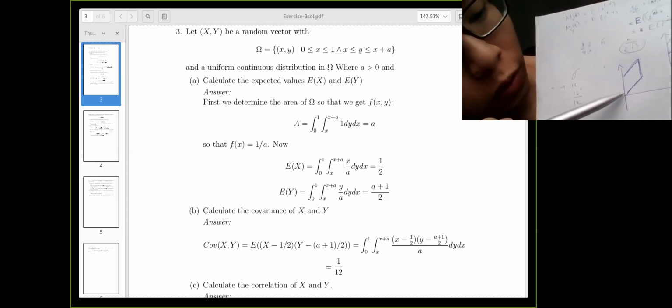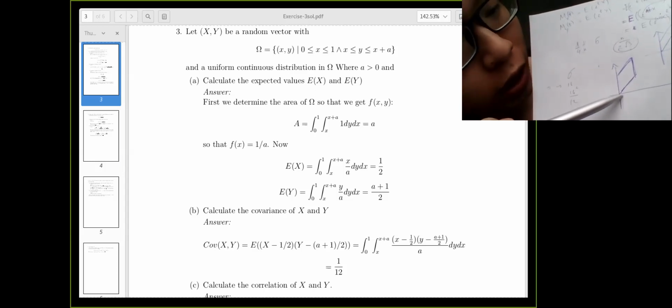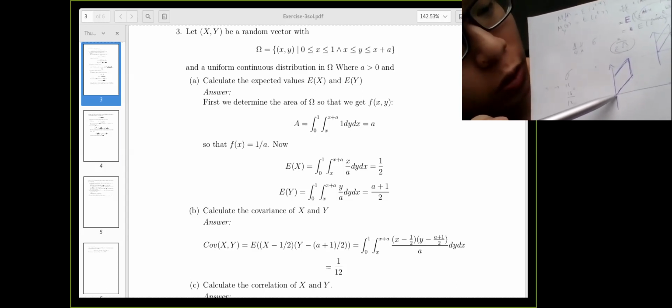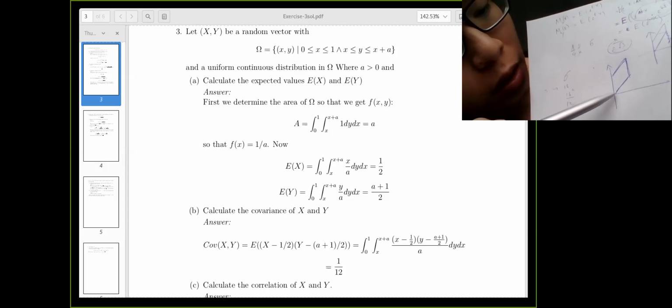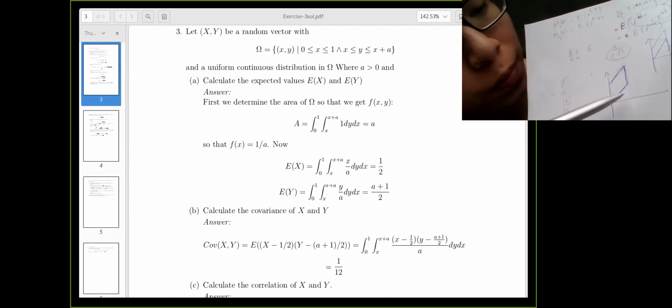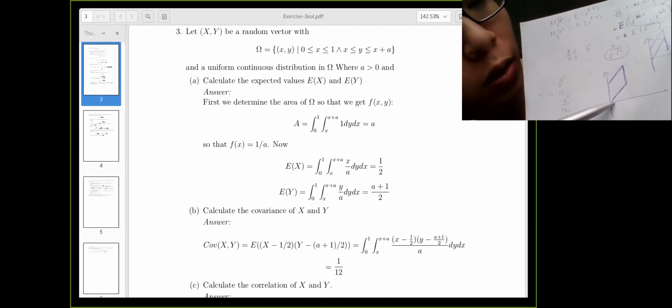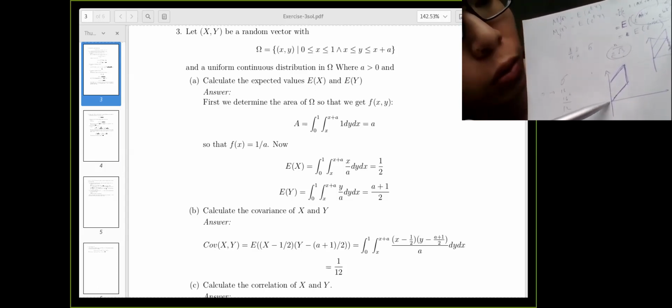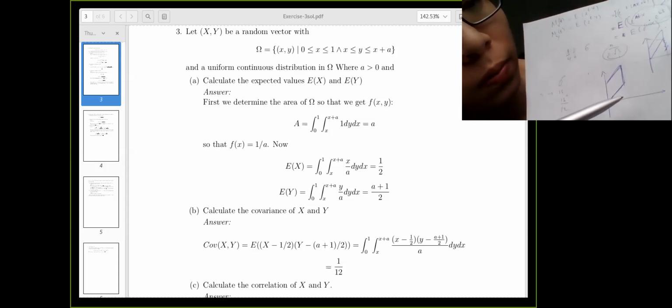I'm thinking that if x goes from this to this, y still remains constant, because even when x is 0, y goes from 0 to a. Yeah, and y takes the value from 0 to a. And x moves a little bit further to here, y still takes the value from here to here, and so on. So I think that the value of y still remains constant throughout the range of 0 to 1.